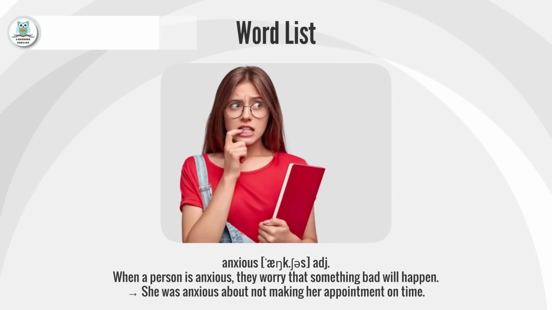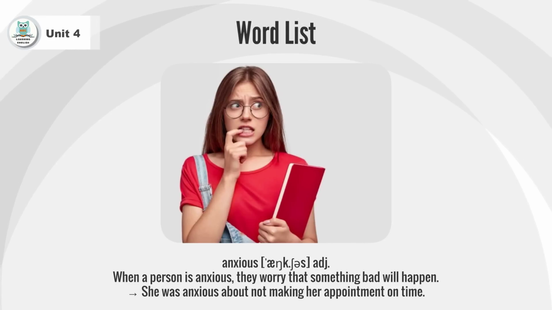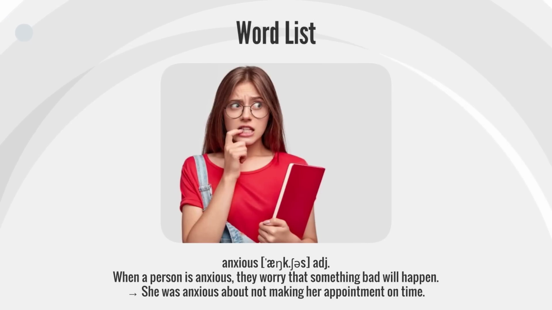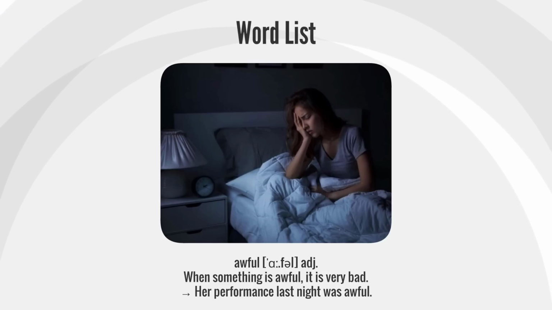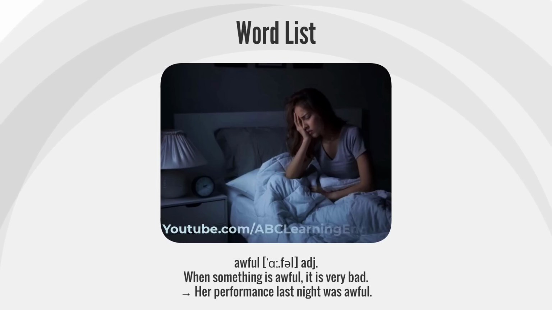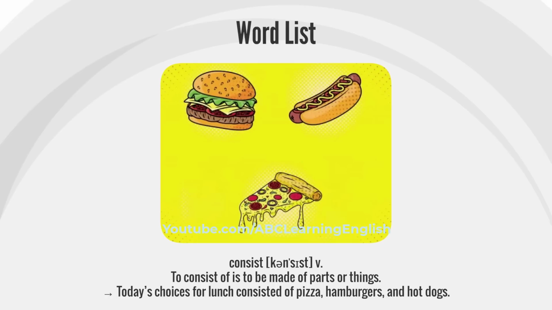Anxious. When a person is anxious, they worry that something bad will happen. She was anxious about not making her appointment on time. Awful. When something is awful, it is very bad. Her performance last night was awful. Consist. To consist of is to be made of parts or things. Today's choices for lunch consisted of pizza, hamburgers, and hot dogs.